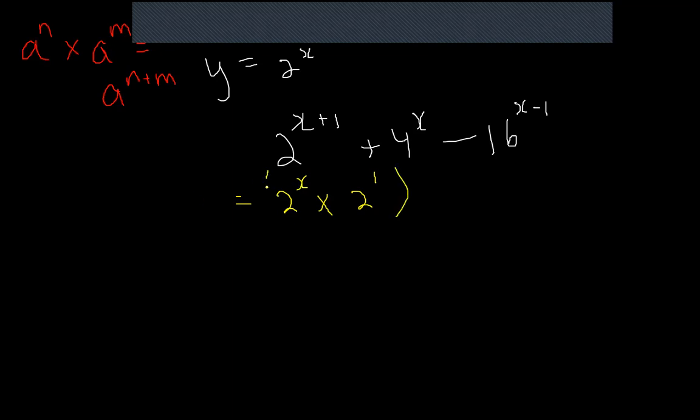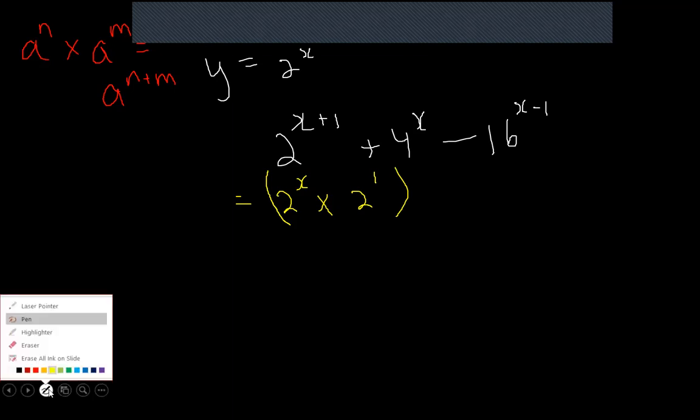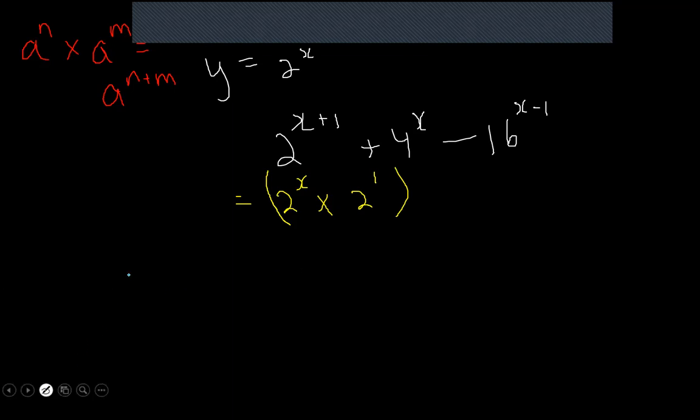Let me just put that in brackets to separate. Everybody good with what I just did? Yes, miss. So far. Okay. If anybody is not seeing it, please let me know. So 2 to the power of x multiplied by 2 to the power of 1, if I apply this rule, would be the same as 2 to the power of x plus 1.